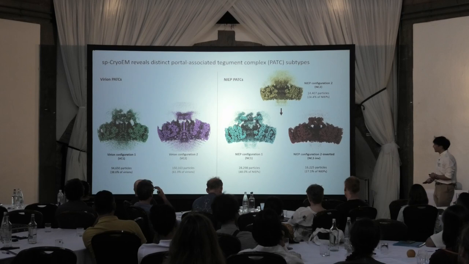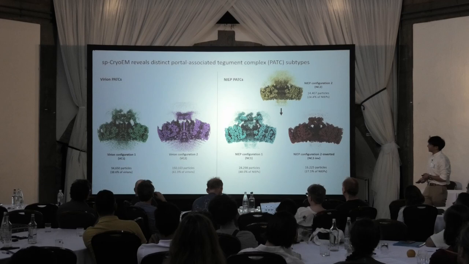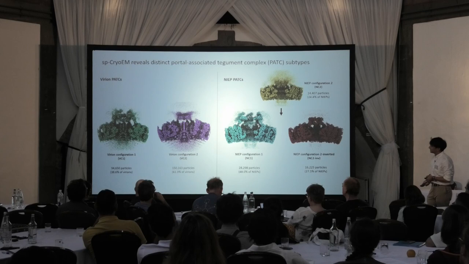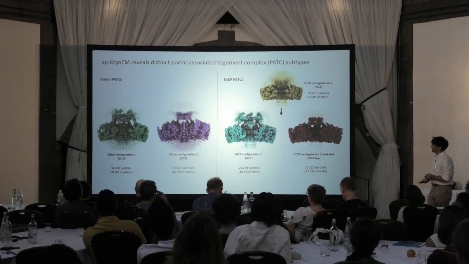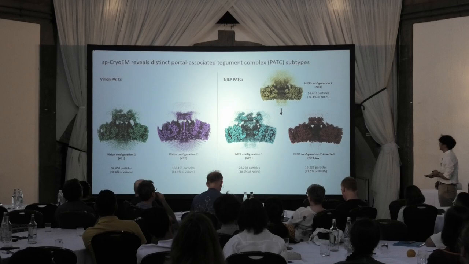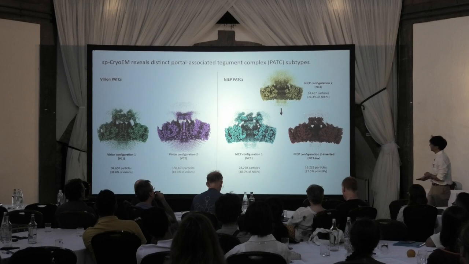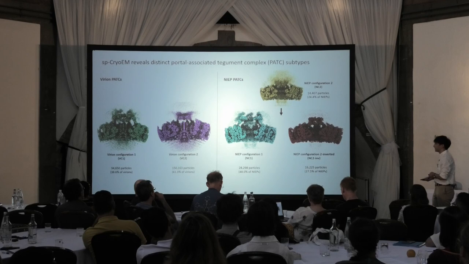There are two in the virions and three in the NIEPs, and these loosely correlate to each other, or are similar to each other. We have virion configuration 1 and NIEP configuration 1, which can be thought of as analogs to each other. We have virion configuration 2 and a subpopulation of NIEP configuration 2. And then very interestingly, we have this NIEP configuration 2 inverted, which is most similar to the virion configuration 2, except you have this entire structure inverted 180 degrees.